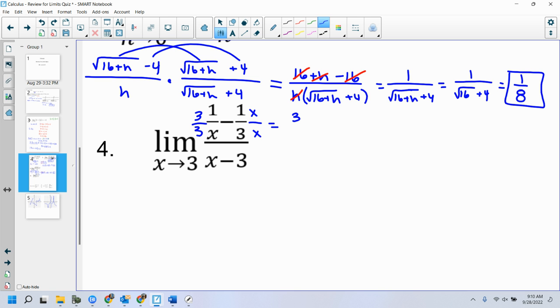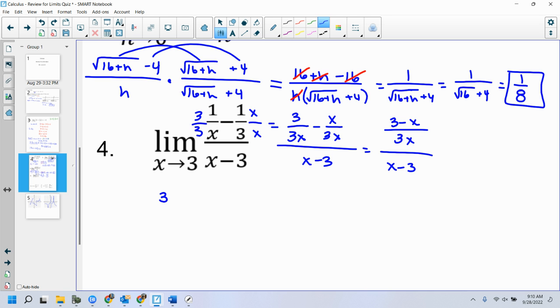That gives me 3 over 3x minus 1 minus x over 3x, all still divided by x minus 3. You follow me so far? Just getting common denominators up top. And that would be 3 minus x over 3x, all divided by x minus 3. Now, the nice thing about this is watch what I can do. I have 3 minus x over 3x. Keep, change, flip.